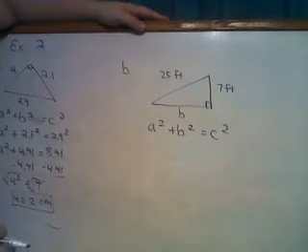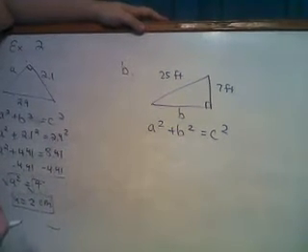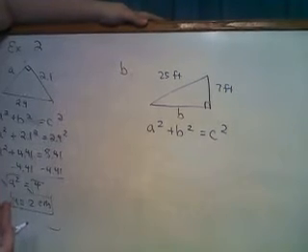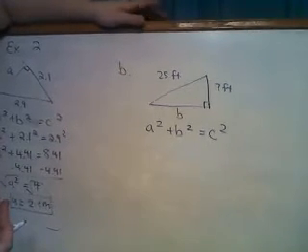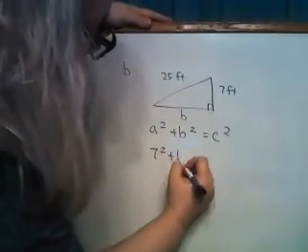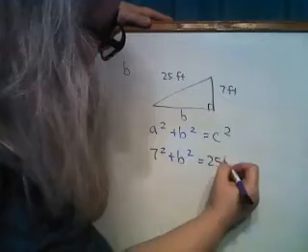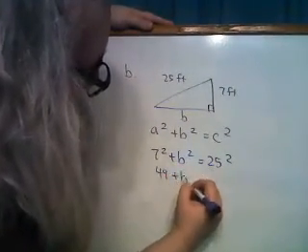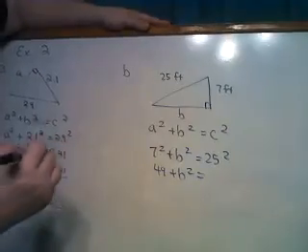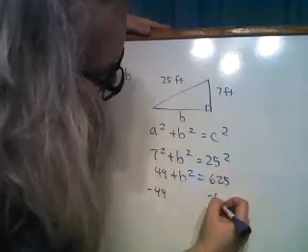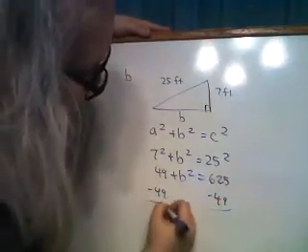Okay, the next one, we're going to find B. Again, it's just one of the legs. I mean, it really could have been labeled A. Really doesn't matter. So I know the hypotenuse, and I know the other leg, I have to solve for B. So I'm going to do 7 squared plus B squared equals 25 squared. So 7 squared is 49 plus B squared equals 625. If I subtract 49, because I got to isolate B squared first.